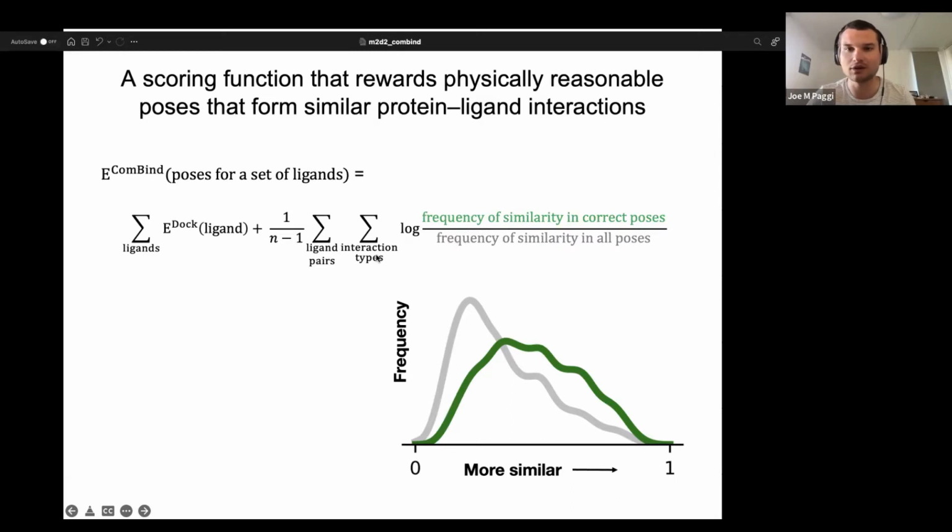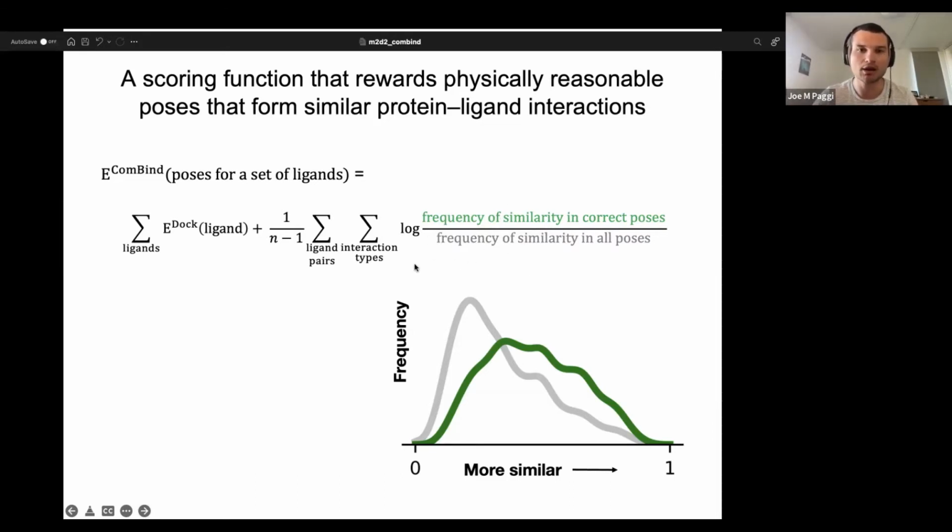You're looking at the log ratio of the frequency of observing this degree of interaction similarity or substructure similarity in correct poses versus in all poses. And of course, this is across the distribution for our whole training set, not just the target of interest.